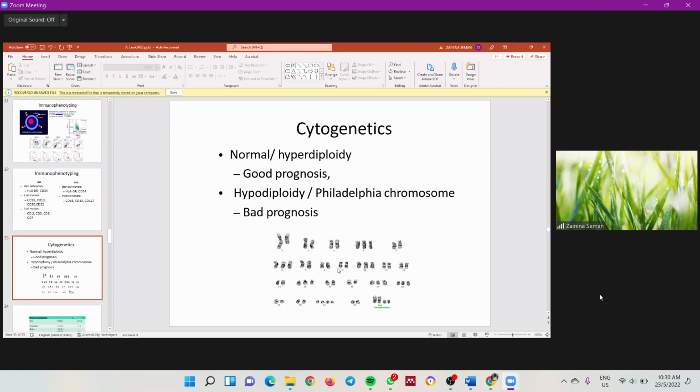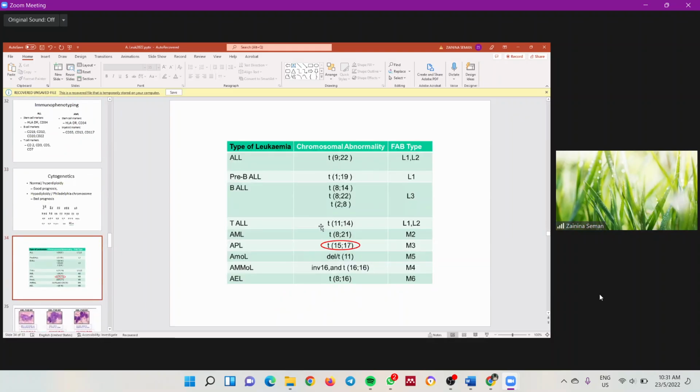After we confirm with the immunophenotyping, usually from the bone marrow blood we also send for cytogenetics. Cytogenetics is mainly to prognosticate the patient, whether they have a good prognosis or a bad prognosis. I hope you know what prognosis means. For example, a normal cytogenetic karyotype carries a good prognosis, as well as if the patient has hyperdiploidy. But for hypodiploidy, or if they are positive for the Philadelphia chromosome, this carries a bad prognosis.